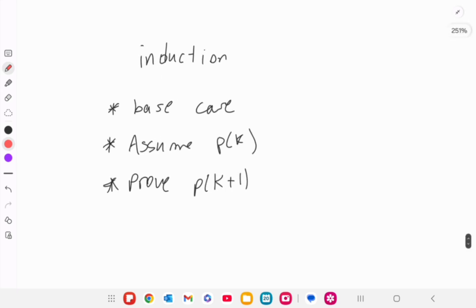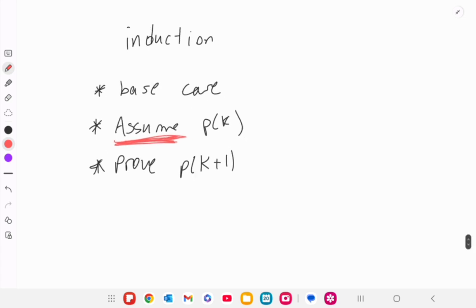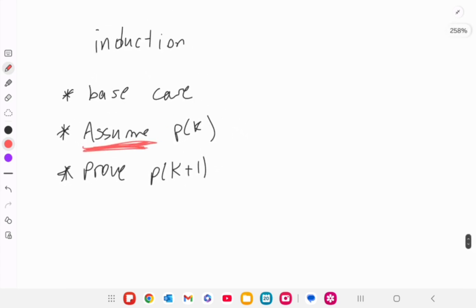And the thing that is counterintuitive, but it works, and if you really understand induction and how it is very similar to the domino effect, assuming P of k is very hard to digest in your mind, but it works. That's all we care about. You assume for P of k and you prove for P of k plus 1.